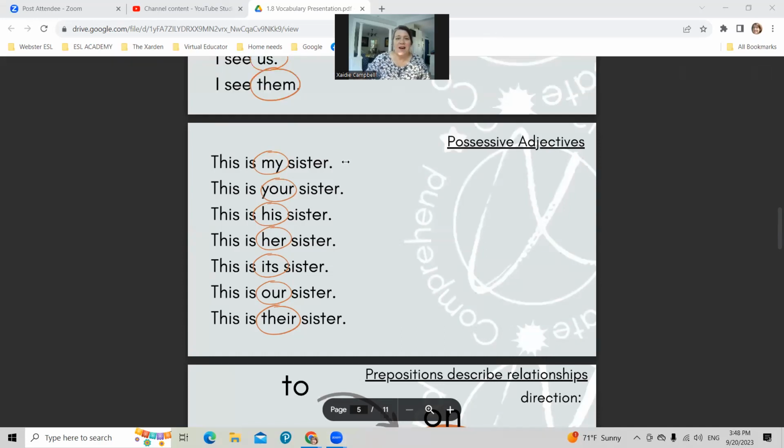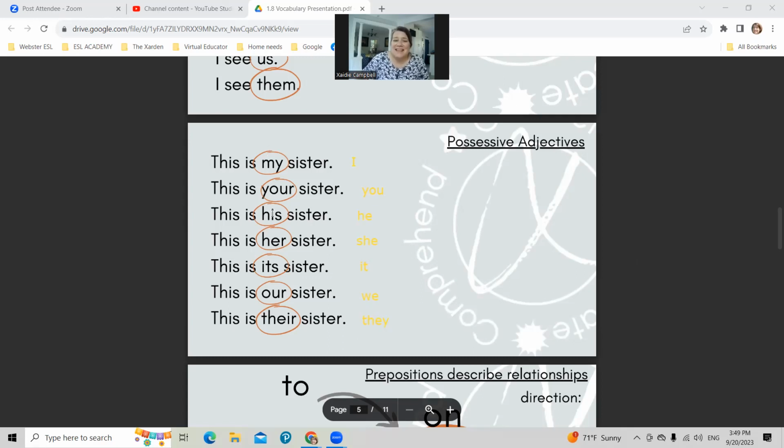So we have I becomes my. You becomes your. He becomes his. Her or she becomes her. It becomes its. We becomes our. And their, they becomes their.